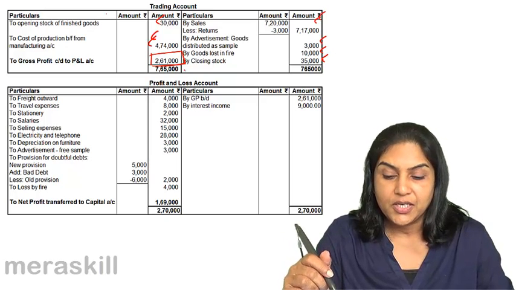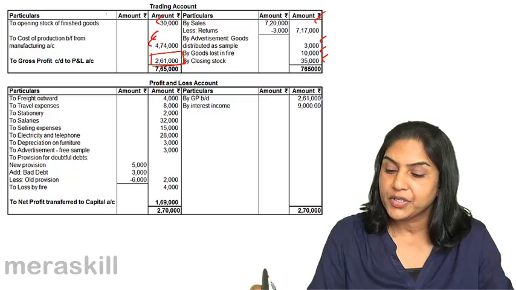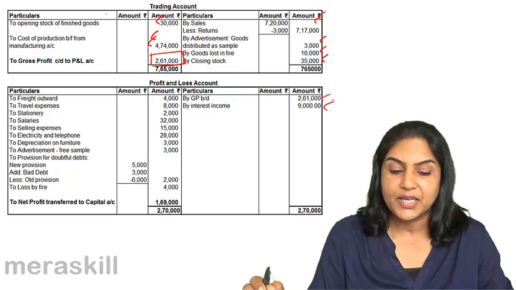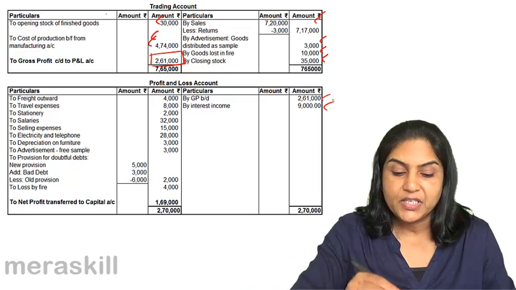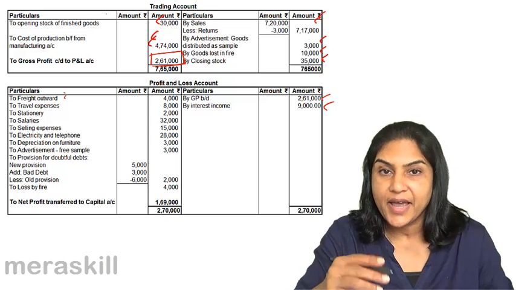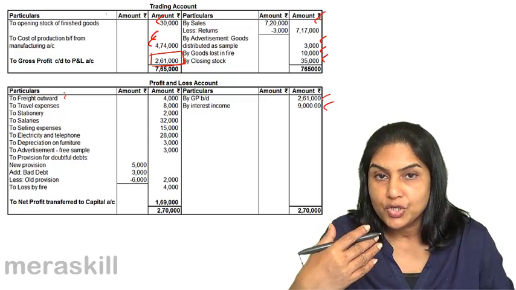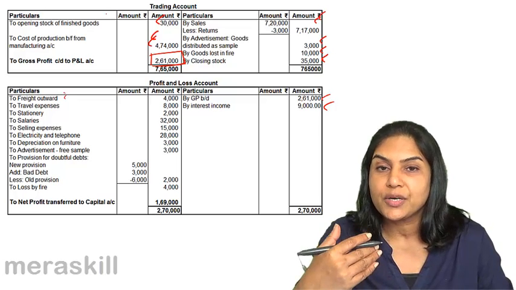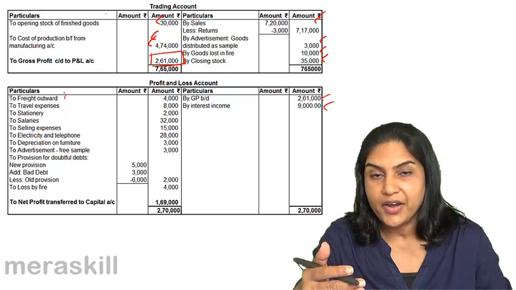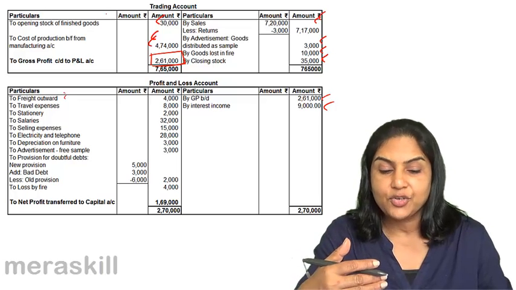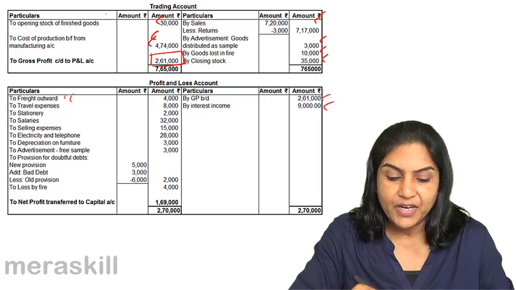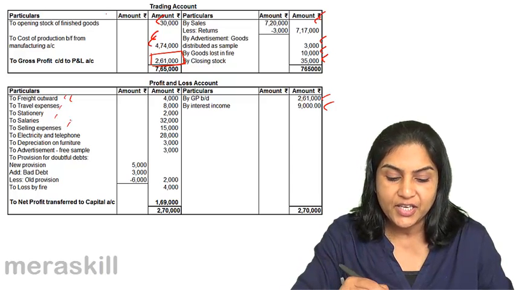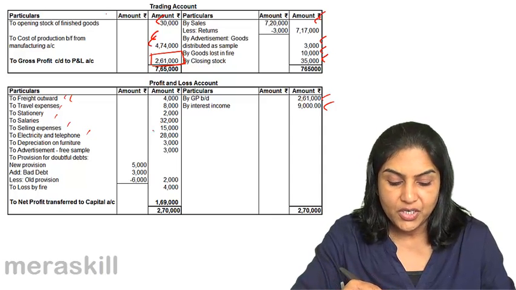In the profit and loss account, we brought forward the gross profit. We've got interest income. We've put in other expenses. Freight outward is carriage outward, cost of goods sold, cost of sales actually. When the goods are being sent out, the freight or carriage expenses incurred is said to be carriage outward. It is taken to profit and loss account. Then we have travel expenses, stationery, salary, selling expenses, electricity and telephone. All of this come to the profit and loss account.